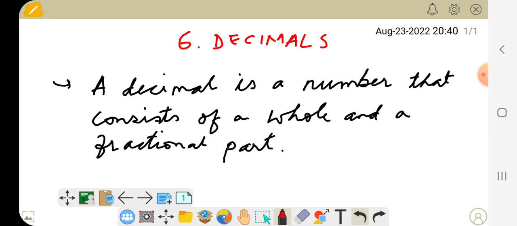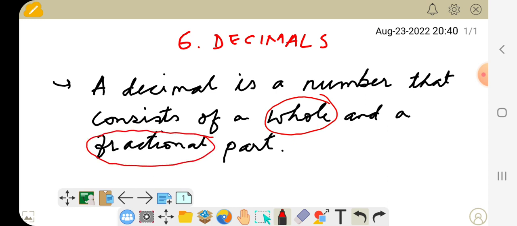This is a very important one. Before, we have learned about fractions. So what is the definition of decimal? A decimal is a number that consists of a whole and a fractional part. That is called the decimal.